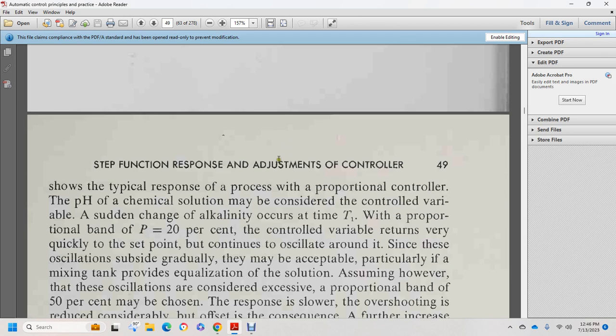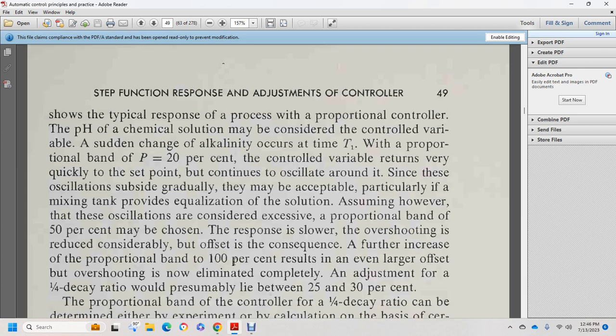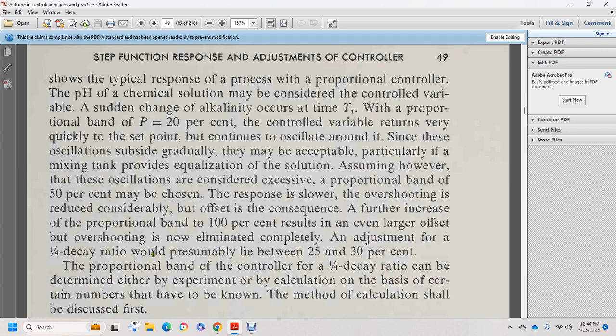The oscillation gradually subsides, which is acceptable, particularly with a mixing tank with an equalization solution. Assuming this oscillation is considered excessive, a proportional band of 50% may change the response, reducing the overshoot considerably, but with a consequent offset. Further increasing the proportional band to 100% results in an even larger offset, with the overshooting eliminated completely.